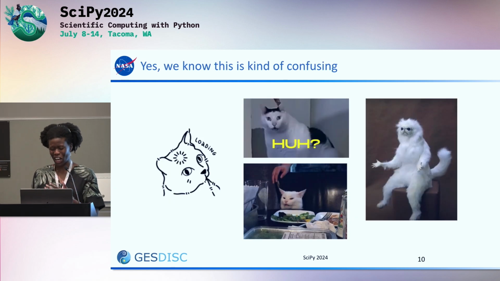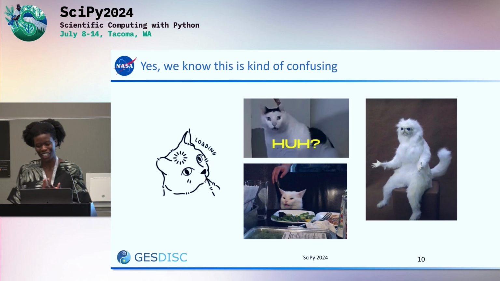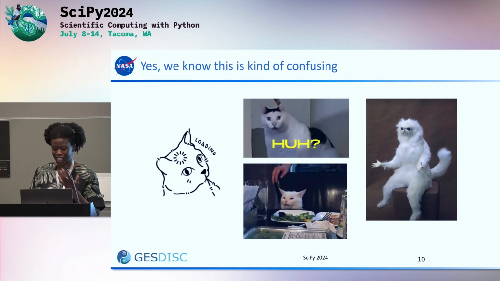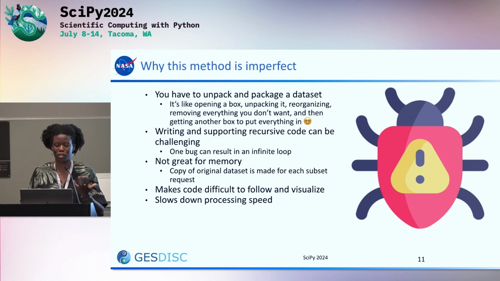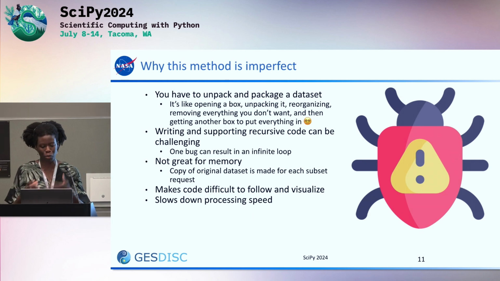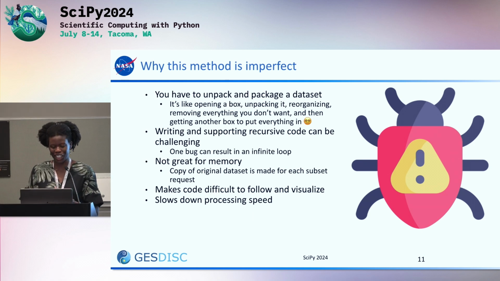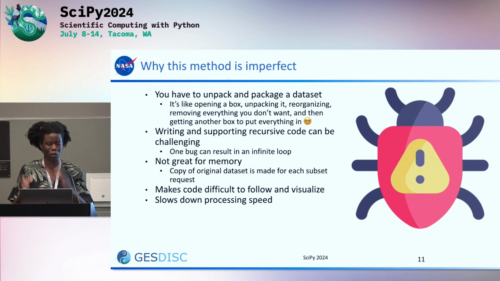So that was a lot. I probably have you all looking like this, but we know it's kind of confusing, and we also know this isn't perfect, right? It's like you have a box, and you open the box and unpack it, and then you reorganize everything in the box, and then you take the things you don't want, and then you get another box, and then you put everything back in.